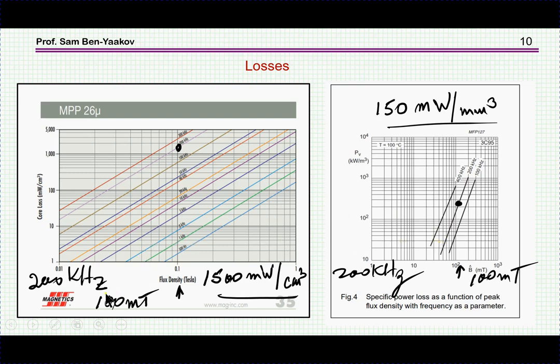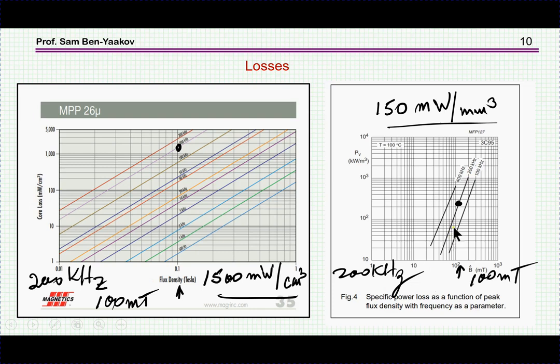I'm going to compare them for 200 kilohertz. These are frequencies. This is the swing of the magnetic flux density. Actually, it's the peak value of a sinusoidal waveform, and I'm using it also for a triangular waveform. And this is the core losses in milliwatt per centimeter cube. Same thing goes here, and the swing in magnetic flux density is in millitesla here. And again, this is kilowatt per meter cube, which is the same as milliwatt per centimeter cube.